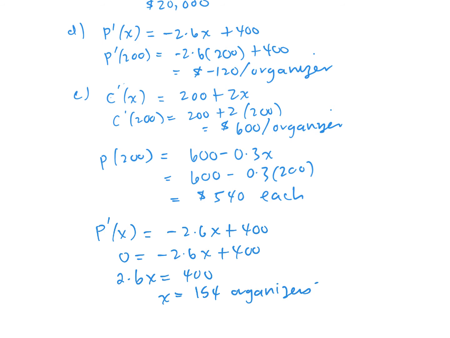Which makes sense because when we found at 200 organizers, we saw that we were having a negative profit. So we want to have a maximum profit, and then the profit would be 150 into the profit equation. And that would give me a maximum profit of just a bit more than 22,000. Okay, so those are pretty basic questions. You're just following through and determining which equation to use.